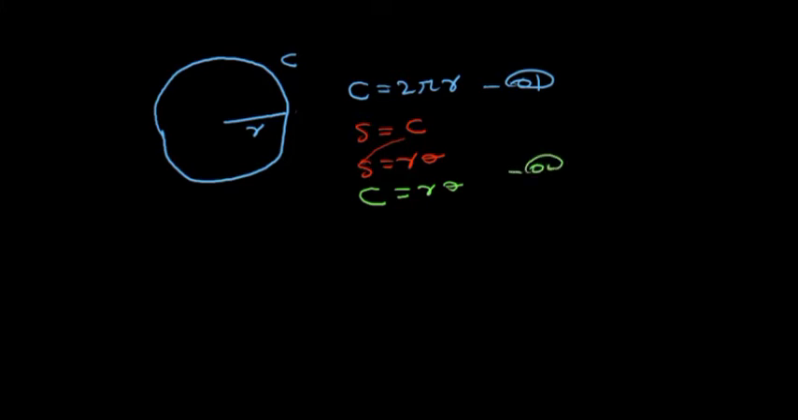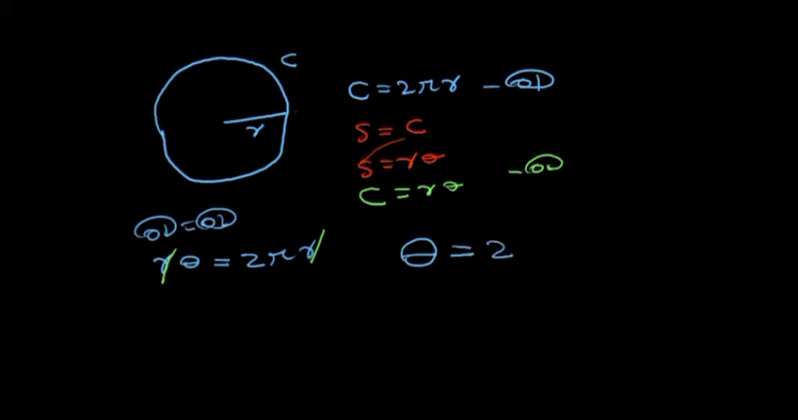Number 2. So you can combine these two equations together. Equation number 1 equals equation number 2. In this case, r theta equals 2 pi r, and this r and r cancel each other. For a full circle, complete cycle, the angular displacement is 2 pi radian. Now what is this theta value in degrees? It is nothing other than 360 equals 2 pi radian.